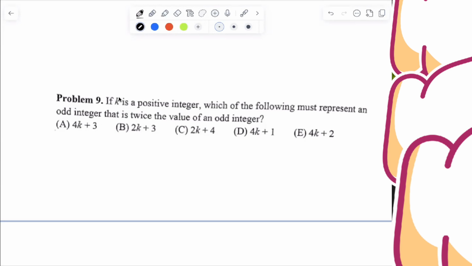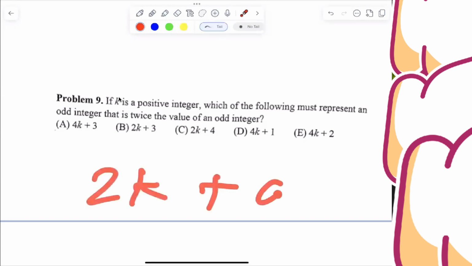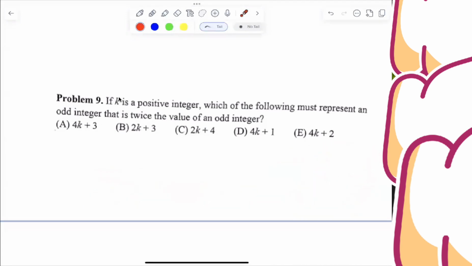number, we know that most of them are multiplying by 2. If we add an odd number to an even number, for example we have 2k, and then we add an odd, this will give you an odd number.